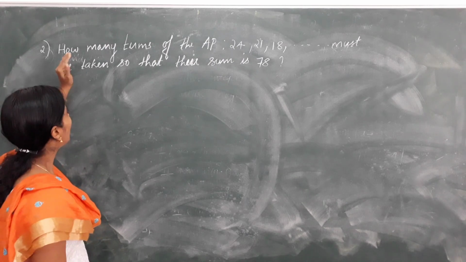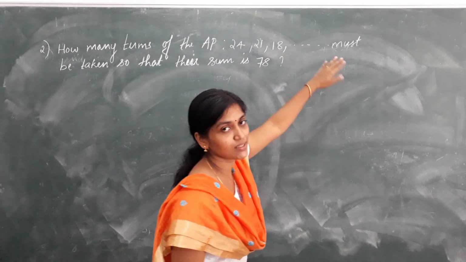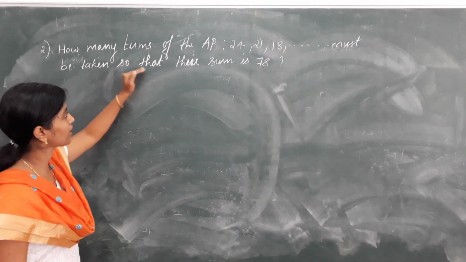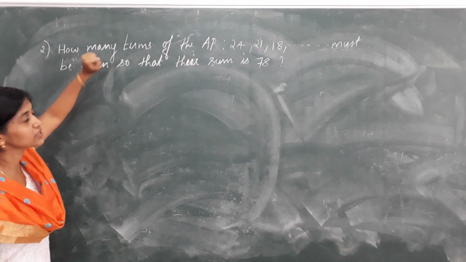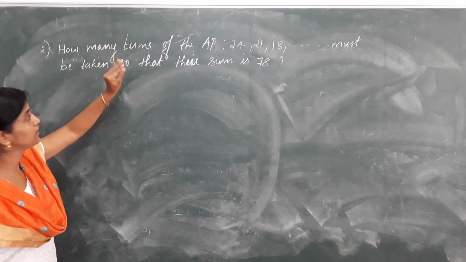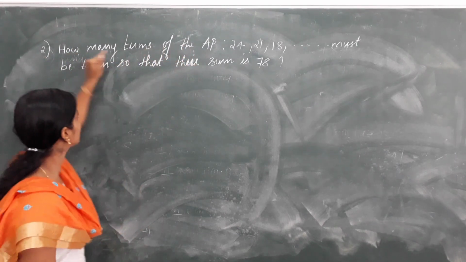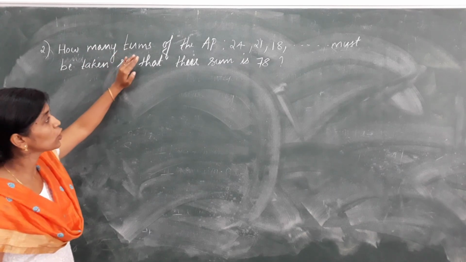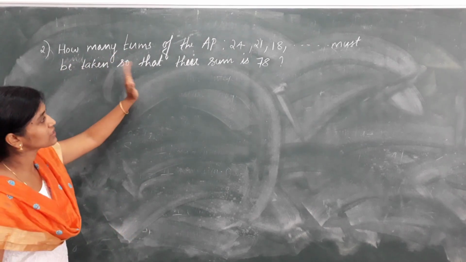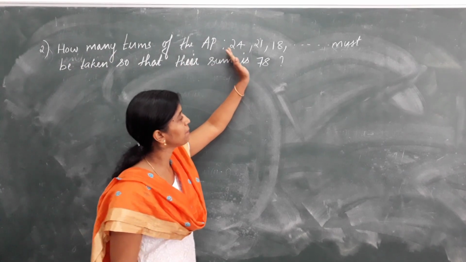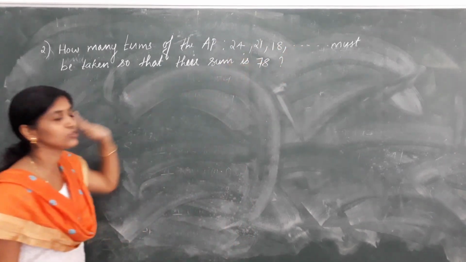Next question. How many terms of the AP 24, 21, 18, etc. must be taken so that their sum is 78? So here is the question. We have to first understand what we have to find. The question is how many terms of the AP, which means you are asked to find the number of terms of this AP which will give the sum. To get the sum as 78, how many terms of the AP must be added? That is what we are asked to find.